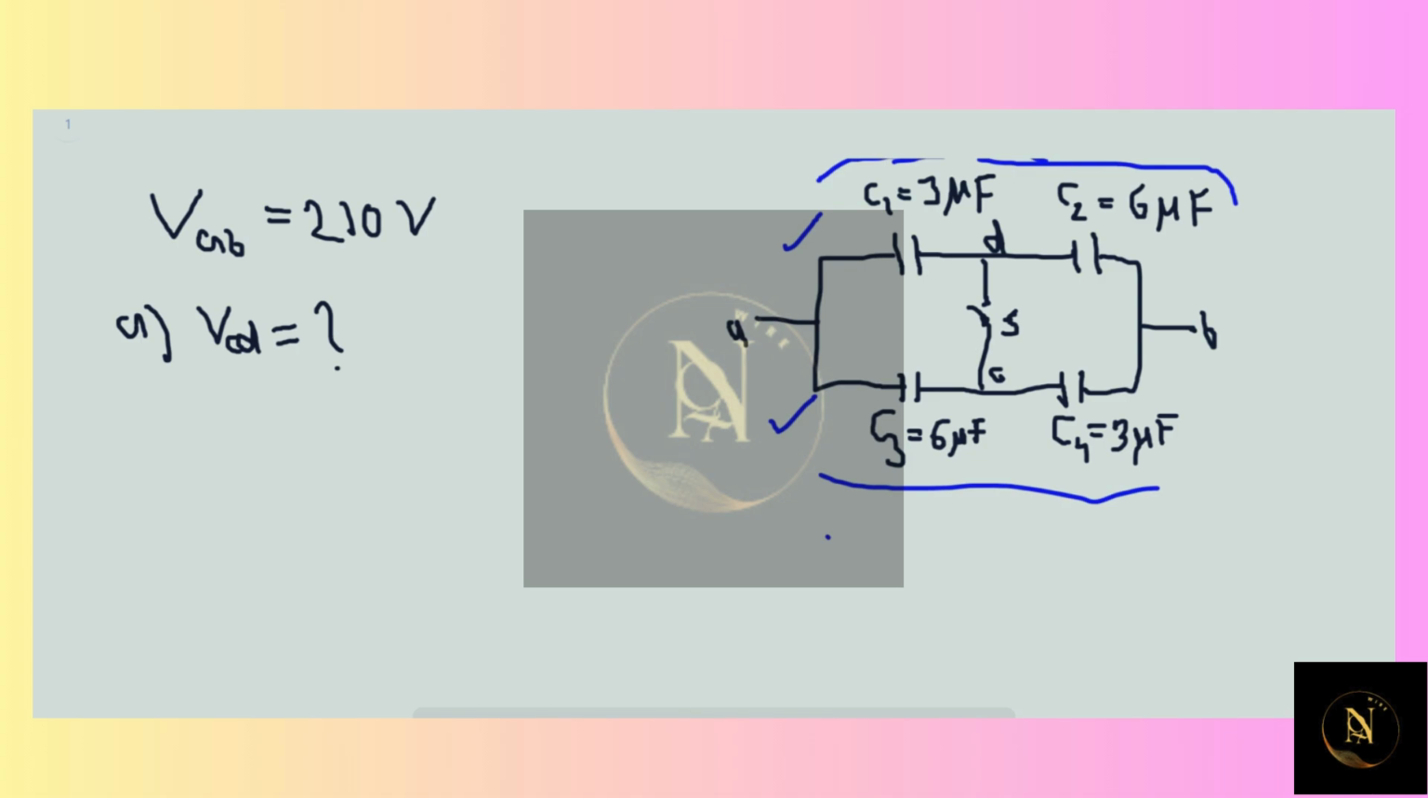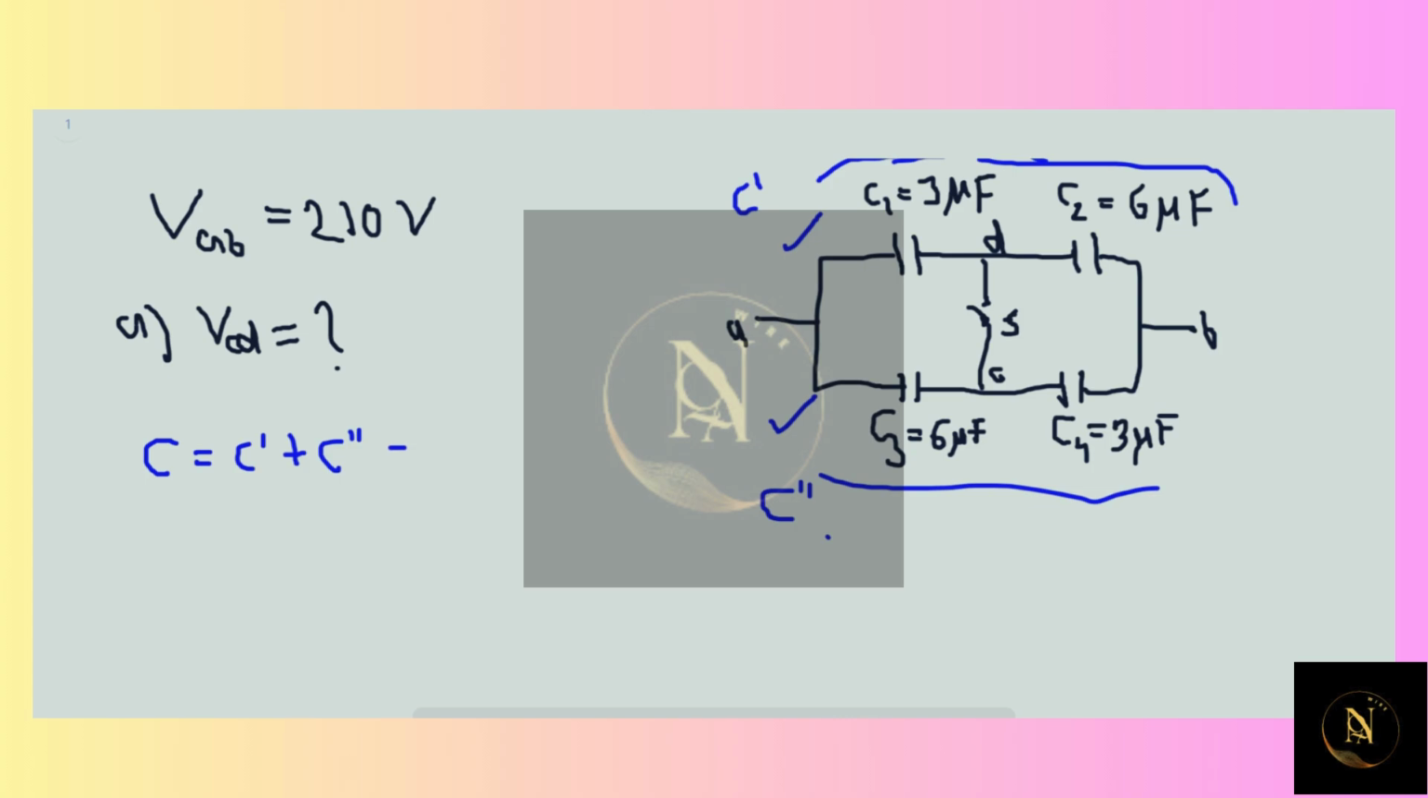So let us first calculate the equivalent capacitance. As we have seen, we have 2 branches, and in each branch we have 2 capacitors connected in series. Let's say the equivalent capacitance of this branch is C prime, and the equivalent capacitance of this branch is C double prime, and these 2 branches are connected in parallel between the points A and B. So the equivalent capacitance is going to be C prime plus C double prime.